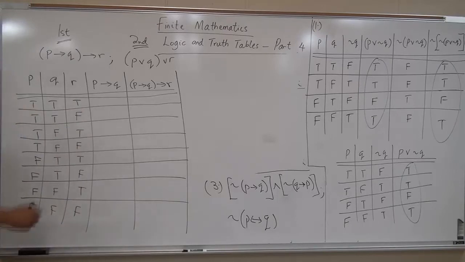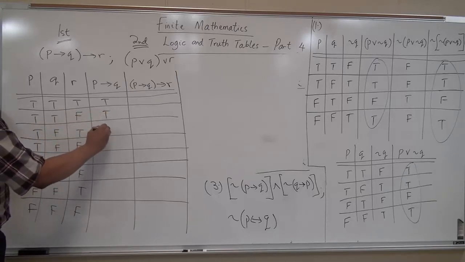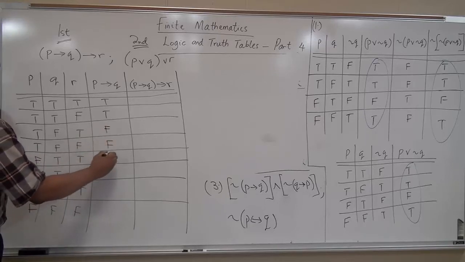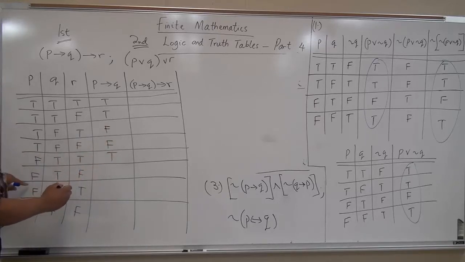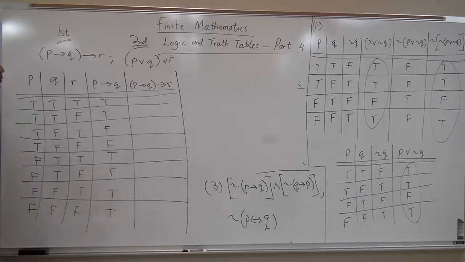All right, P implies Q. Of course, this is conditional, so it will only be F if P is T and Q is F. Otherwise, it's going to be T. Okay, TT is T, TF is F, TF again here is F, FT is T here, FT is T, FF is T, and FF is T.